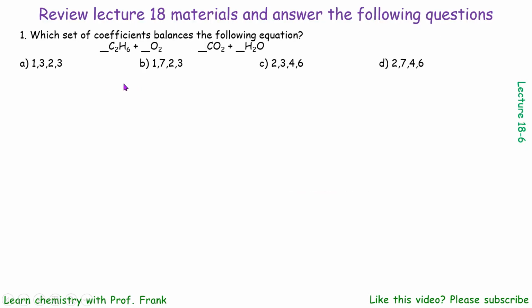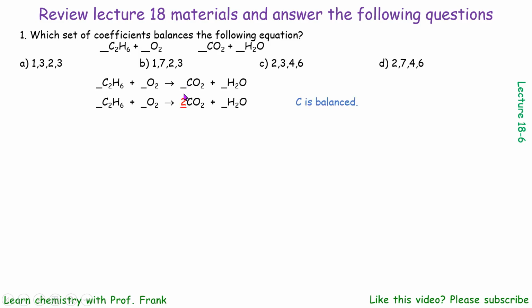This is quiz question number 1 for lecture 18. Which set of coefficients balances the following equation? Ethane reacting with oxygen, forming carbon dioxide and water. Let's take a look at this reaction. Before the reaction, there are 2 carbon atoms. After, 1. So let's first place a coefficient of 2 in front of carbon dioxide.